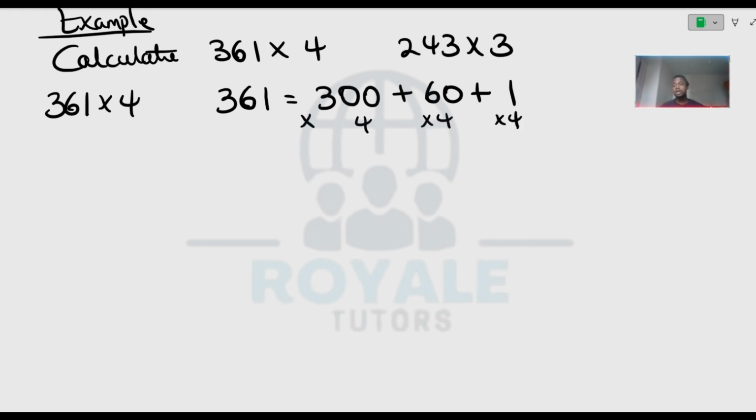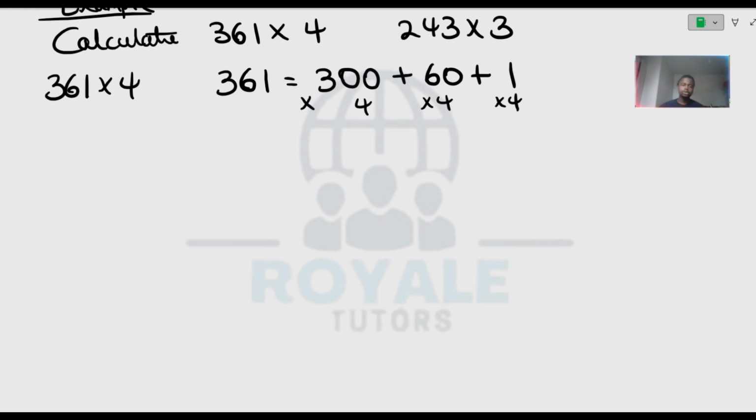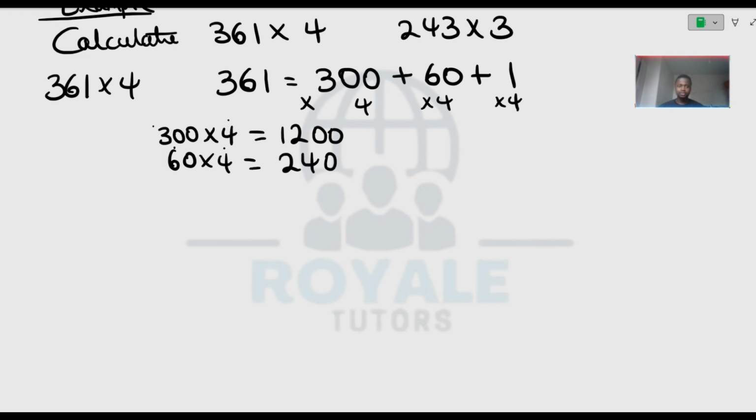It's just the same as when you had 2 digits by 1 digit as well. So you multiply 300 by 4. Don't forget, you just do 3 times 4, which is 12, and then you put two zeros at the back. And you have 60 times 4. You do 6 times 4, which is 24, and you put 1 zero at the back. Then you have 1 times 4, which gives us 4.